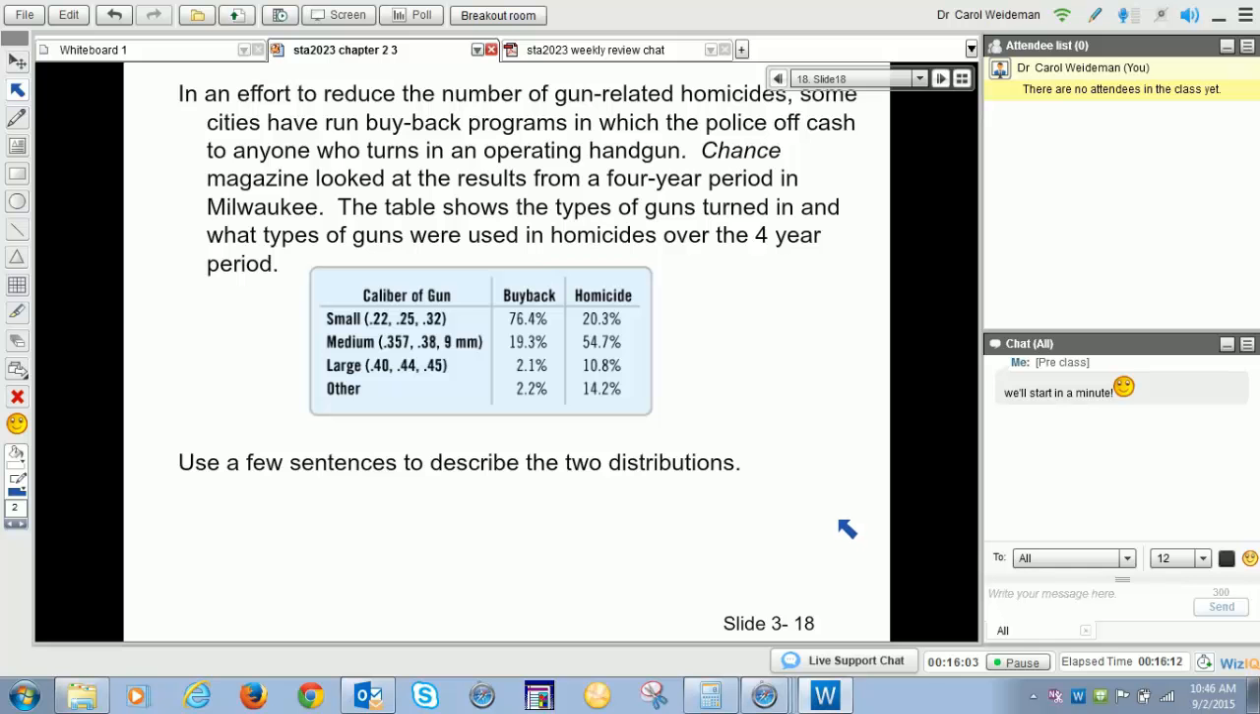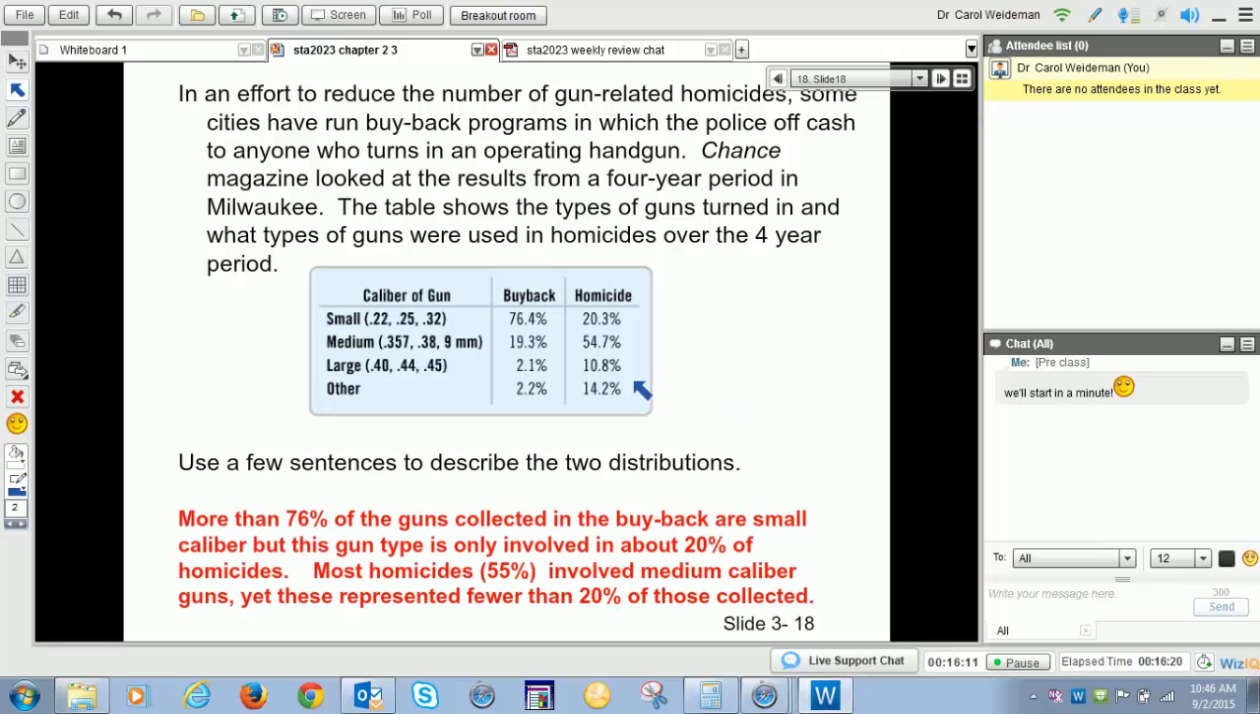So it's important as we work through this course that you learn to interpret data and then be able to write conclusions or descriptions in context. So it says more than 76% of the buyback guns were small caliber, but this gun type was only used in about 20% of the homicides. Most homicides utilized the medium caliber guns, yet these represented less than 20% of those collected. So interesting difference in the distribution between the buyback and the actual homicide use of guns.